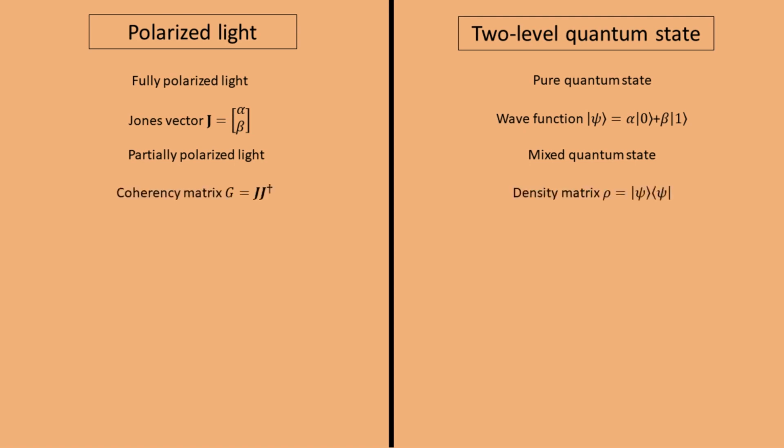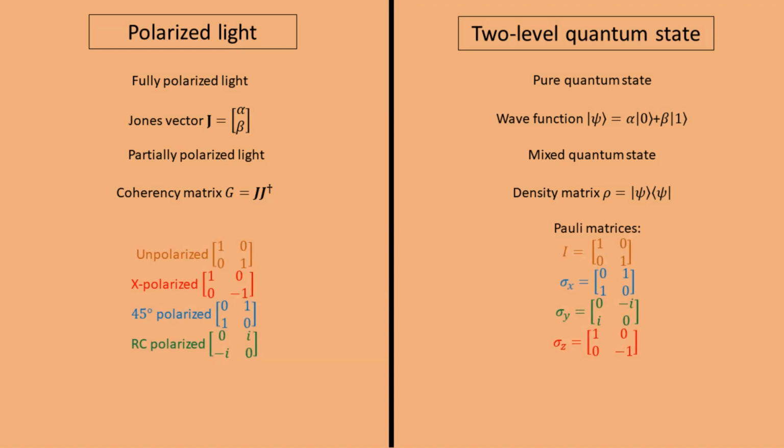The coherency matrix, which in the case of full polarization would be given by the outer product of the Jones vector, is analogous to the density matrix, which in the case of a pure state would be the outer product of a wave function. The four matrices that are used to decompose partially polarized states and which correspond to different polarization states bear close resemblance to the Pauli matrices in quantum mechanics. The Poincare sphere that is used to visually represent different states of polarization is similar to the Bloch sphere that is used to represent different quantum states.